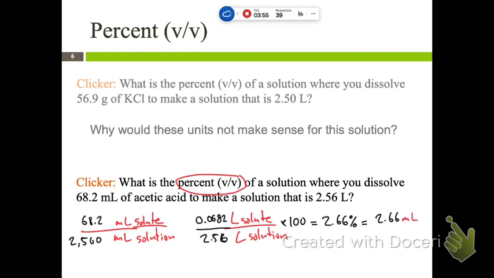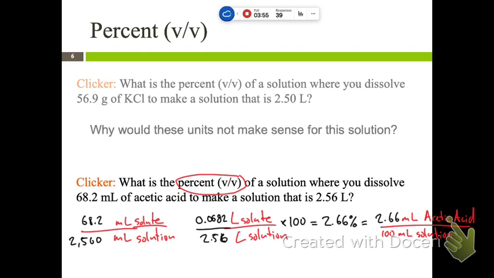Milliliters of solute. In this case, we're going to be more specific. We're going to do acetic acid. I'm not sure how well that shows up. Per. Great.